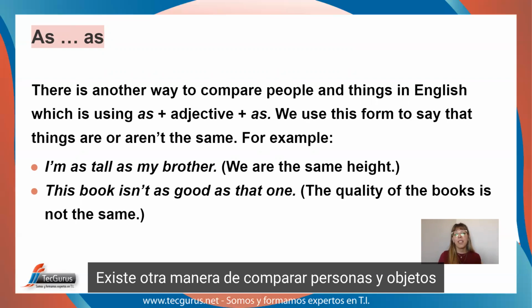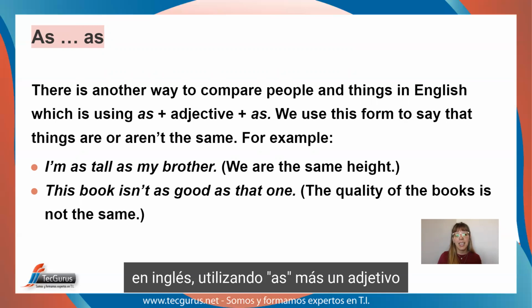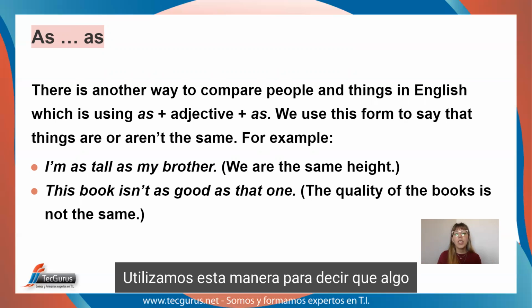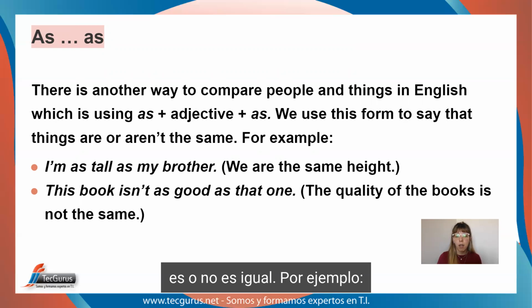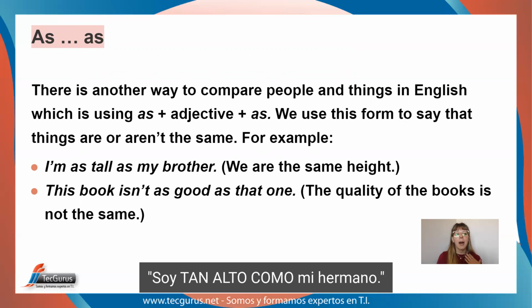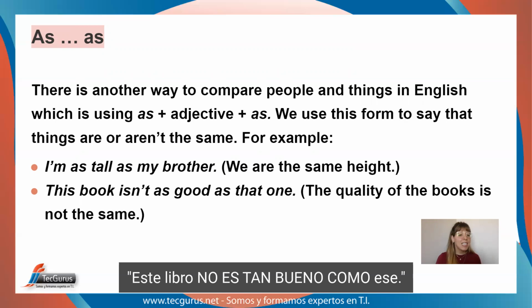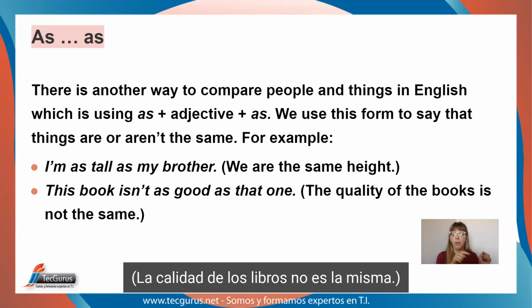There is another way to compare people and things in English, which is using as plus an adjective and again as. We use this form to say that things are or aren't the same. For example, I am as tall as my brother. We are the same height. This book isn't as good as that one. The quality of the books is not the same.